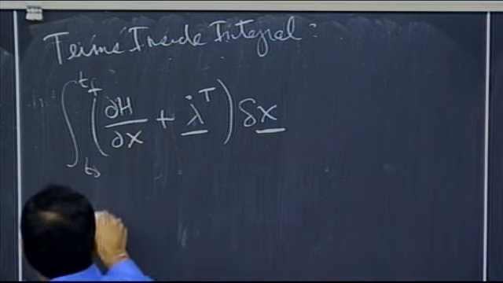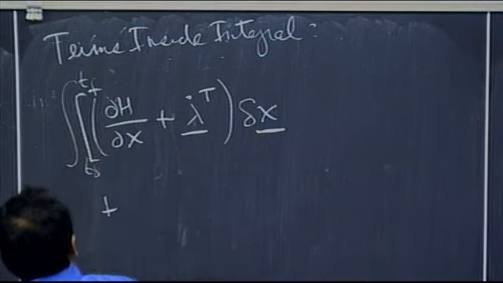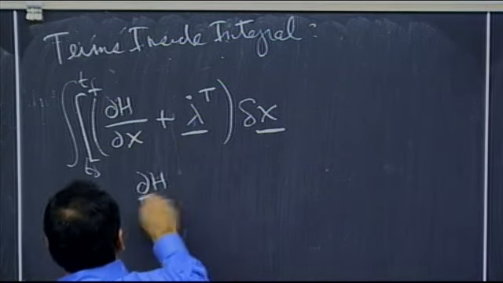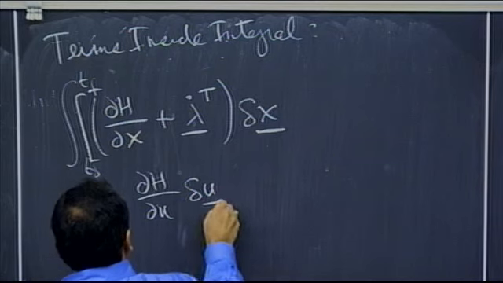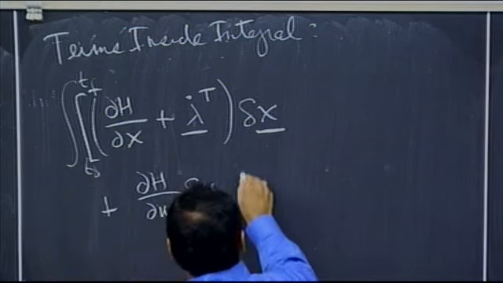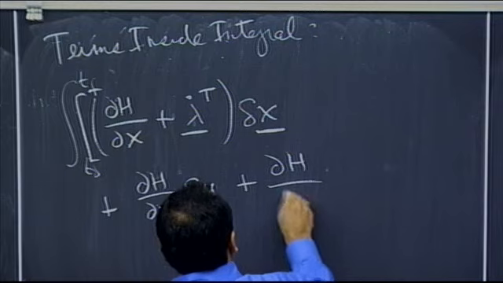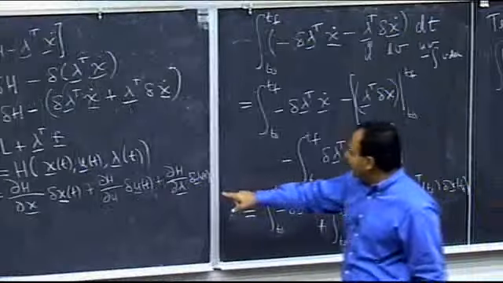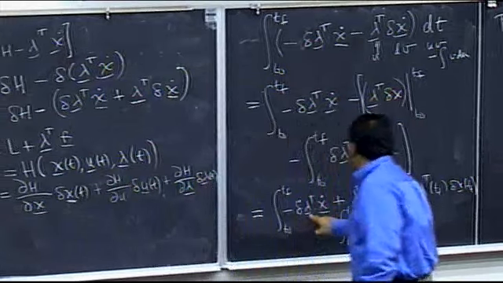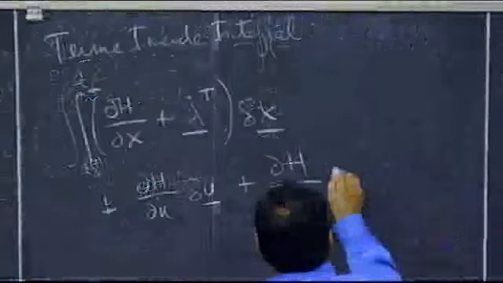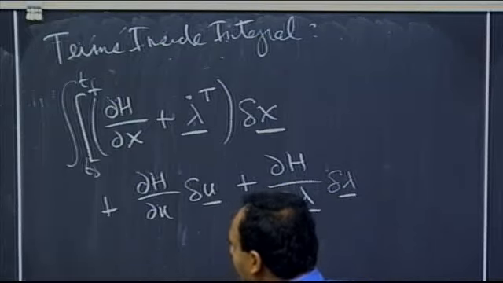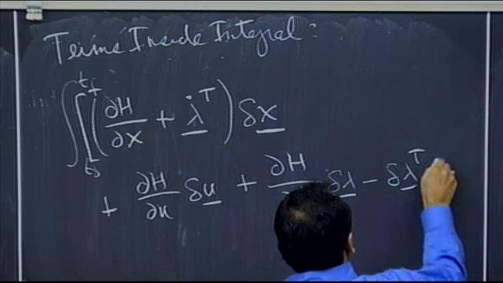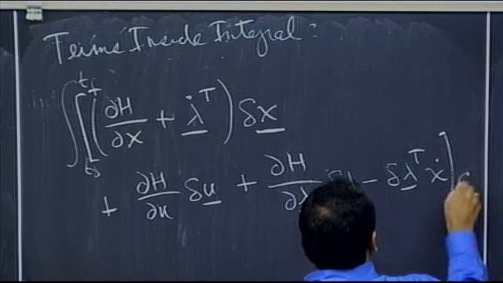And now the second term gives me the partial of h with respect to u times the variation in u. And the third term gives me plus the partial of h with respect to lambda. And now I go back over here, and you see that there's a variation in lambda, and here I've got a variation in lambda too. I've got times the variation in lambda, and then I've got minus the variation in lambda transpose times x dot. We'll fix this in just a minute with the transpose.